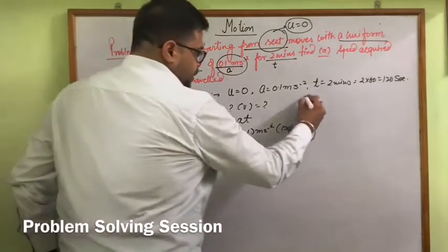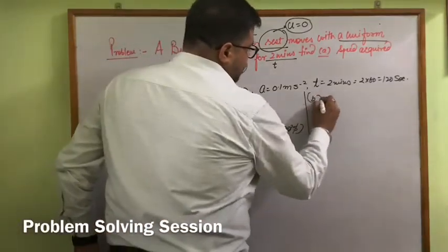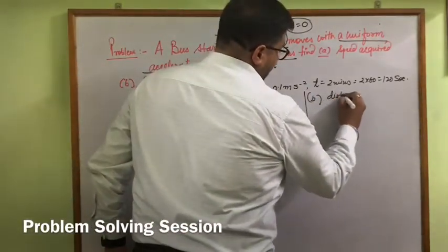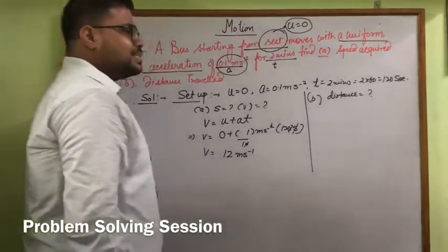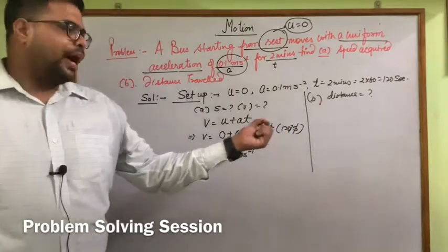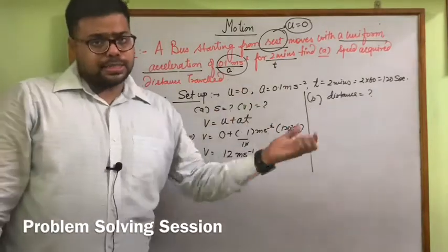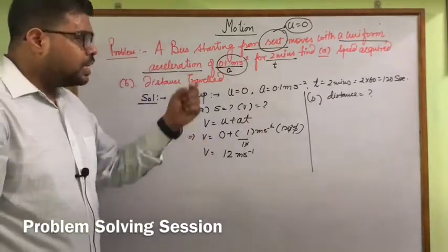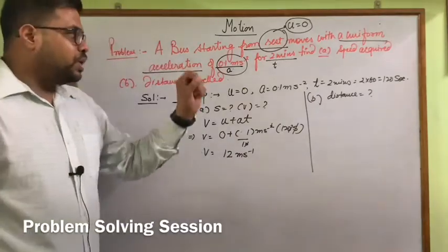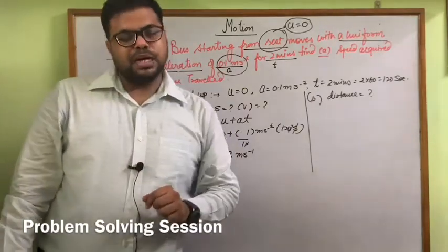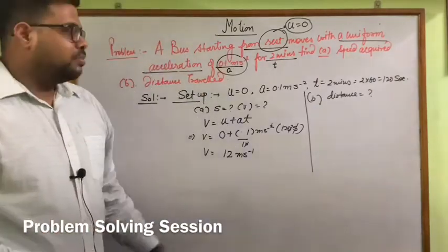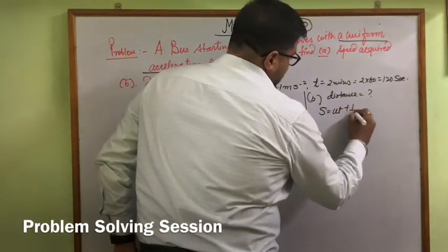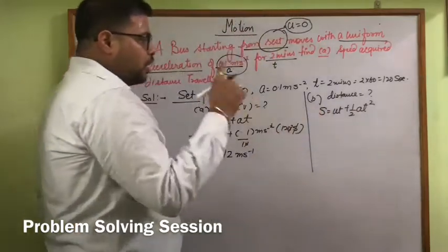So here the first answer we got is velocity, 12 meter per second. Now in the second part, we can solve part B. In this question we have to find the distance traveled, meaning how much distance the bus travels. So distance cannot be found by the first equation because there is no distance relation there. We can find the distance with the help of the second equation, s equals ut plus half at square, or v square equals u square plus 2as. But in the third equation, time is not mentioned, while here time is given. So definitely we use the equation s equals ut plus half at square.